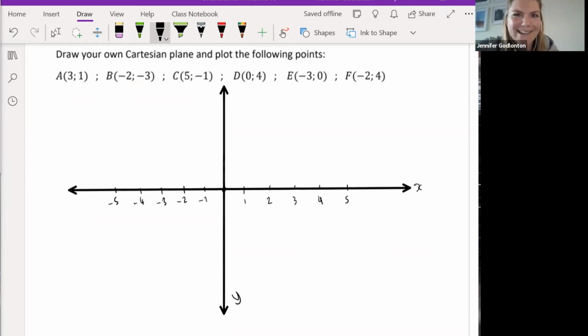Mine are nowhere near a similar distance. So please do a better job of this than me because mine are gross.